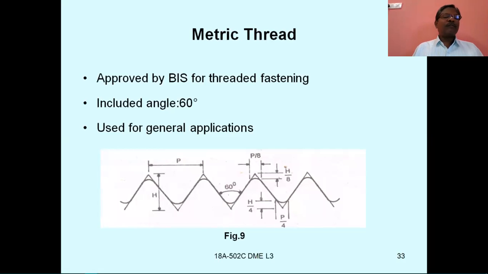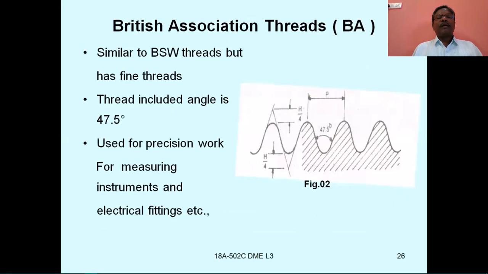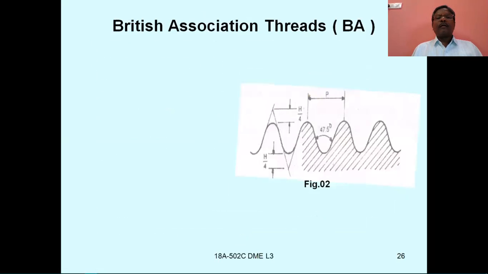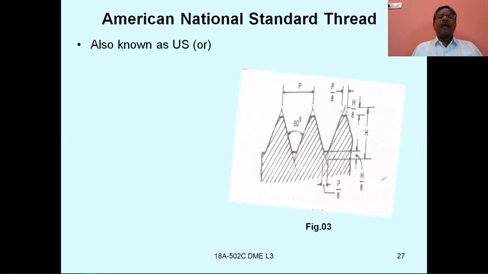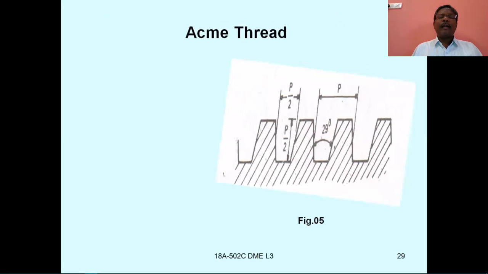So this is all about forms of threads. Let us see once again what are the different types of threads we have seen. Forms of threads. Number one is the BSW thread, 55 degrees. British Association thread, 47.5 degrees. American National Standard thread, 60 degrees, also called Sellers thread. And Unified Standard thread, 60 degrees, used in UK, Canada and USA. And Acme thread, more strong, and this is for power transmission. Included angle is 29 degrees.